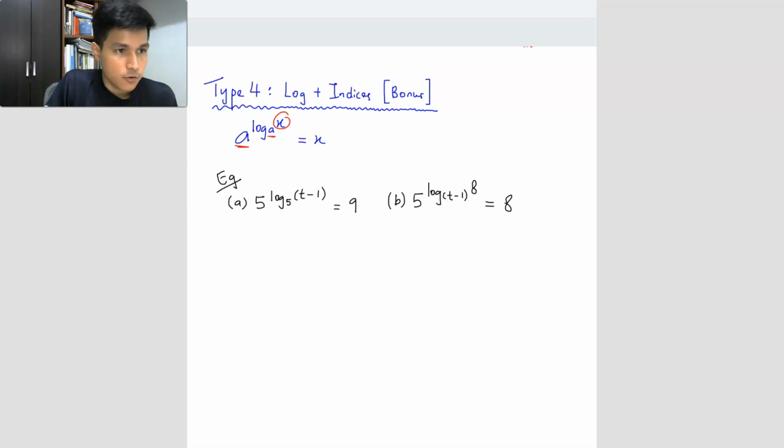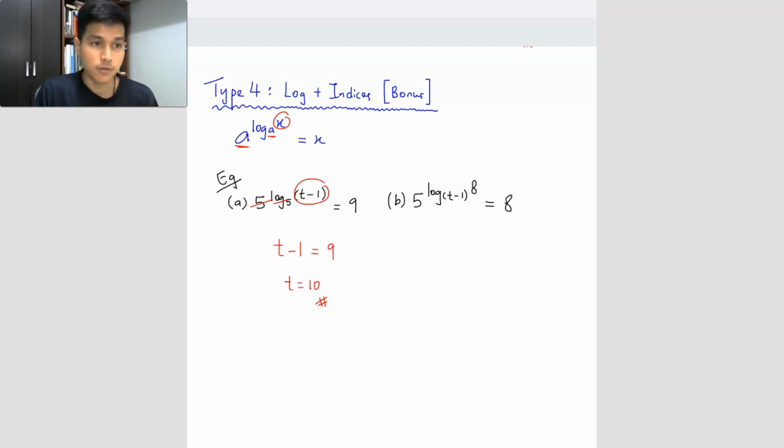So you see here, you got 5 power of this, and then here you got 9. We don't have to do anything because why? Here is 5 and here is log 5, correct? So one is base 5 for the log, and the indices is also base 5. So you can cancel both of them. So you just take this. So you get t minus 1 equals 9. So t is equal to 10. This is a basic question, very straightforward.